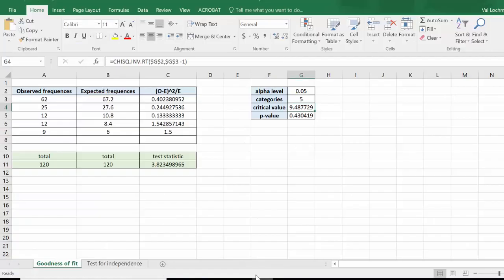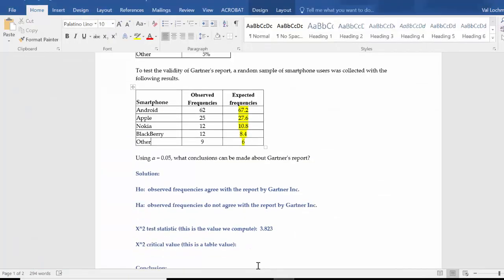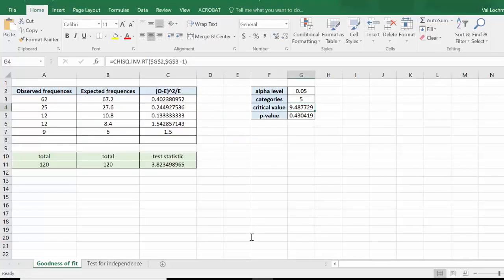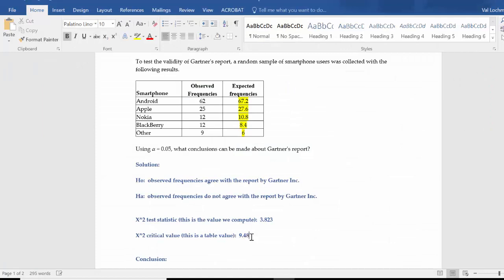Let's see. What is our test statistic? 3.823, right? Let me write my critical value over here, 9.488. What does that mean? 3.823 does not fall into the critical region. We fail to reject the null hypothesis.